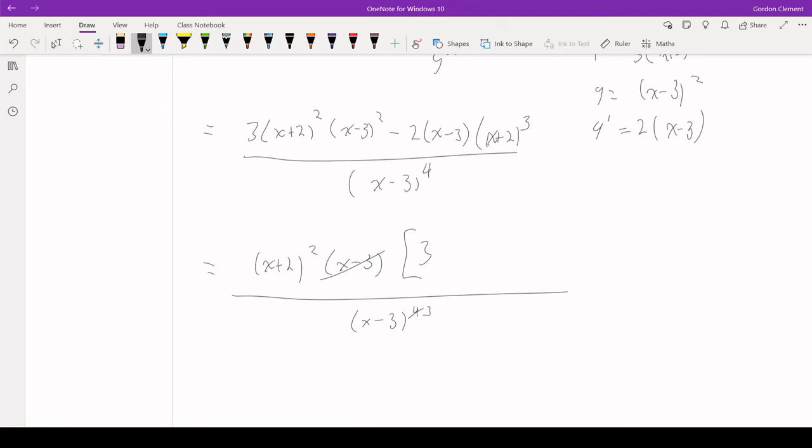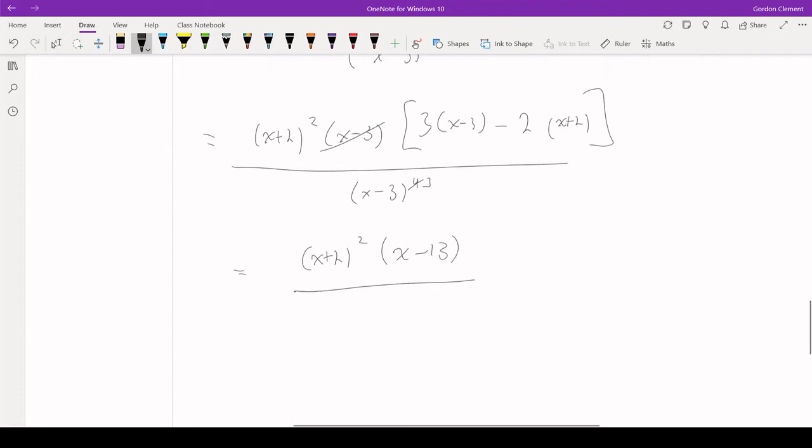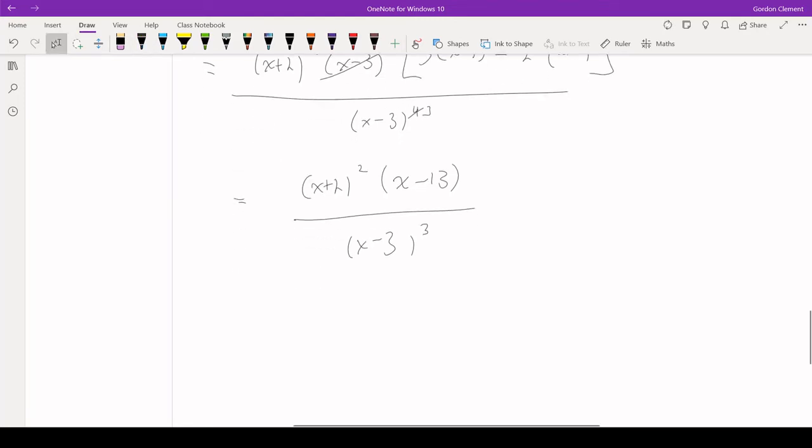We're going to have 3 times (x minus 3), it looks like, minus 2 times (x plus 2) left over, something like that. The top's going to simplify to 3x minus 2x is just x, -9 minus 4, -13, over (x minus 3) cubed. And there we have it.